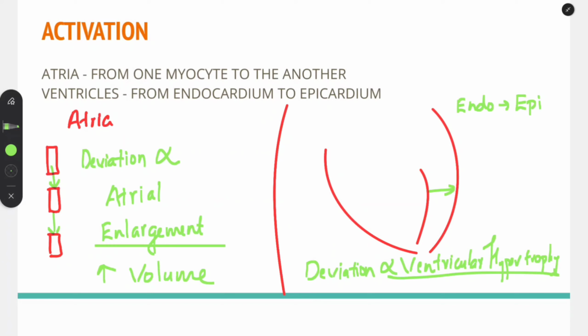In the atria, the activation happens from one myocyte to another, and in the ventricles, the activation happens from endocardium to epicardium. So that's why the electrical activity of the atria represents its enlargement or the increase in the volume of the chamber, and the electrical activity of the ventricle represents its hypertrophy or the increase in the number of the tissues. That's all you have to know before learning individual waves on an ECG.